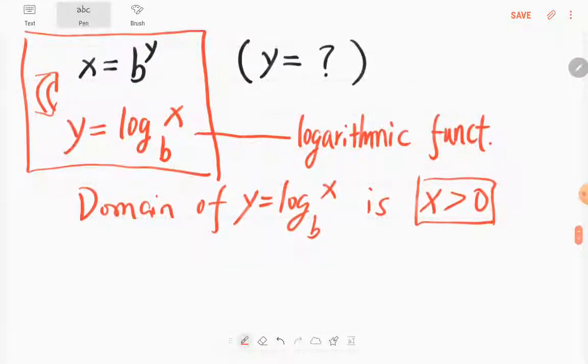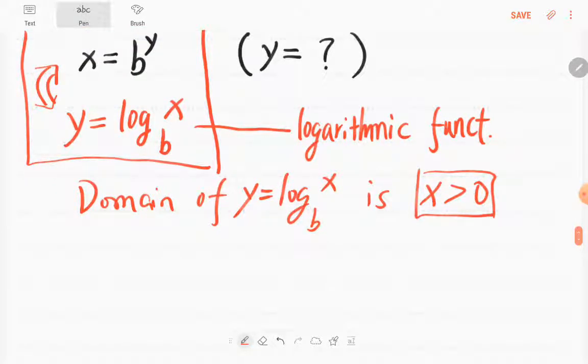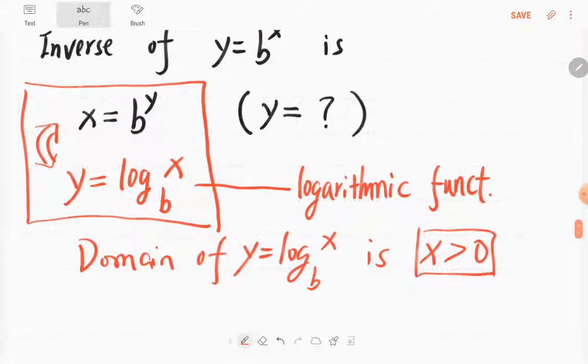Let's look at the range. The range could be any real numbers, because this y is the same y as here, and you can plug in any y you want, right? So the range is y from negative infinity to positive infinity. Okay. So this is the range.